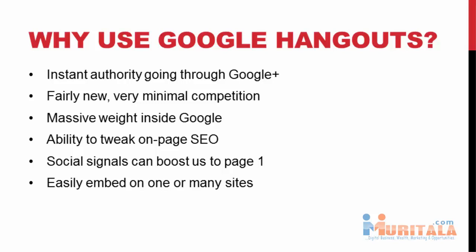We can use different social signals to boost to page 1 in no time, like Fiverr, which I'll go through here in just a little bit. Of course, we have the opportunity to go viral by being embedded on one or many different sites with our unique link. And of course, we have the ability to tweak our on-page SEO once we are finished.